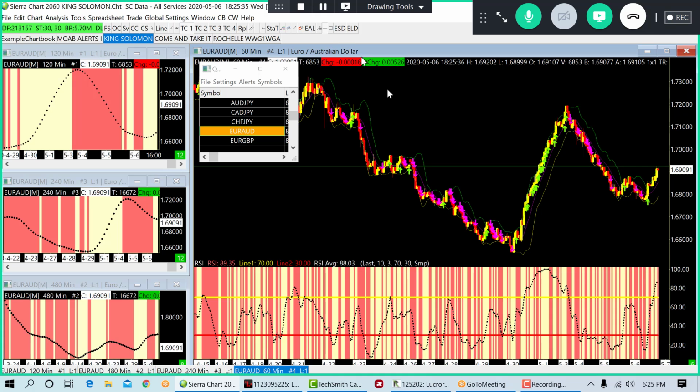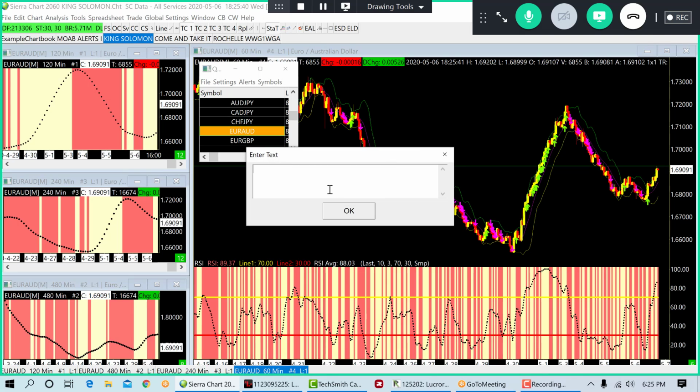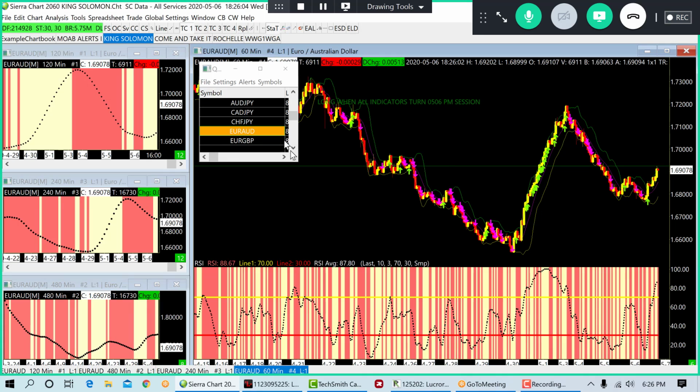I'll put the money here. I'm going to lean on the king. I think the king is saying when indicators turn long, all right. Let's do two more and then we'll go scalp.